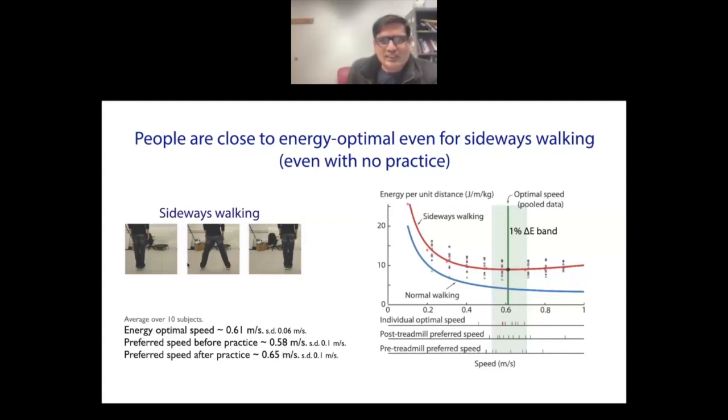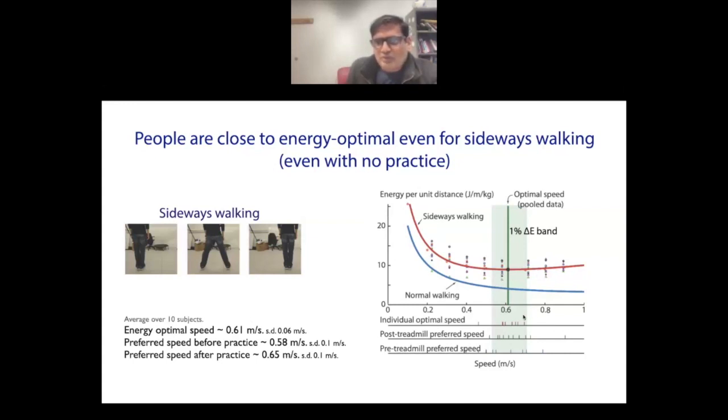And what does the energy optimality story tell us? By having people walk for about an hour on the treadmill, we could measure the energy cost at a bunch of different speeds and construct this red curve, the energy cost as a function of speed. And then there's a minimum. It's a very, very flat minimum.